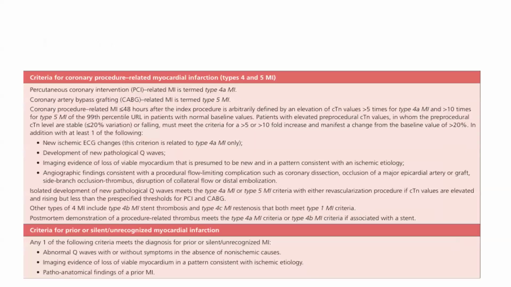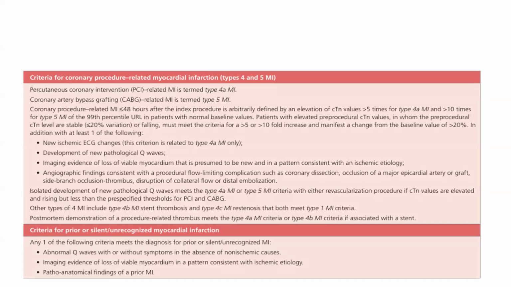Now, the percutaneous coronary intervention related MI is termed type 4A MI, and coronary artery bypass grafting related MI is termed type 5 MI. Coronary procedure related MI less than 48 hours after the index procedure is arbitrarily defined as elevation of cardiac troponin more than 5 times for type 4A MI and more than 10 times for type 5 MI of the 99th percentile upper reference limit in patients with normal baseline values.